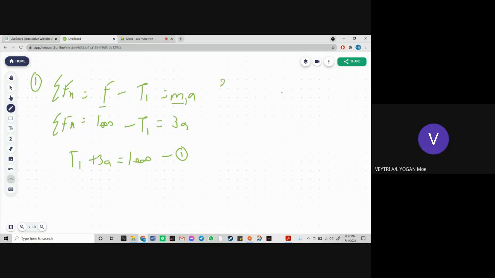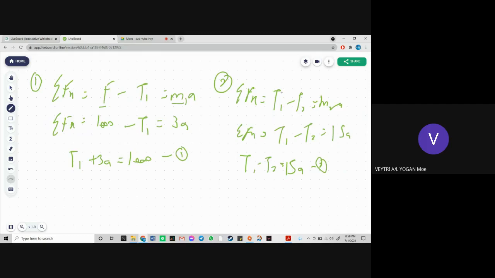Okay, for your second free body diagram, it will be total of Fx equals to T1 minus T2 equals to M2A. Total of Fx equals to T1 minus T2 equals to 15A. T1 minus T2 equals to 15A. This will be your second free body diagram. That is your second equation. For your third one, total of Fx equals to T2 equals to M2A. Everything has MA, don't forget, because Newton's second law states that total of forces equals to mass times acceleration. So T2 equals to mass is 30, 30A. This will be your third equation.